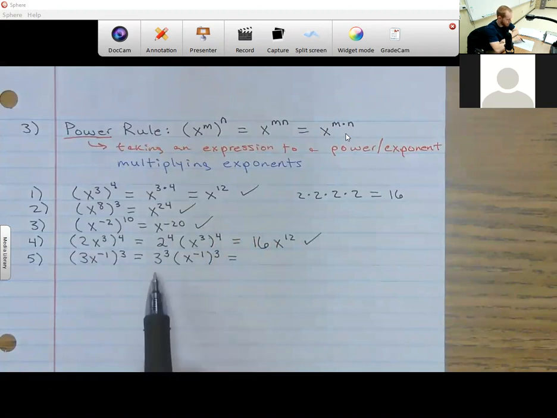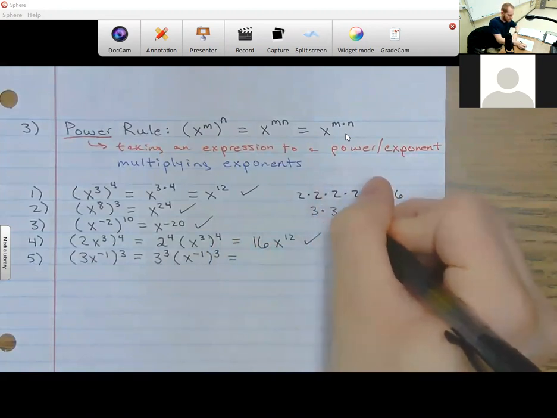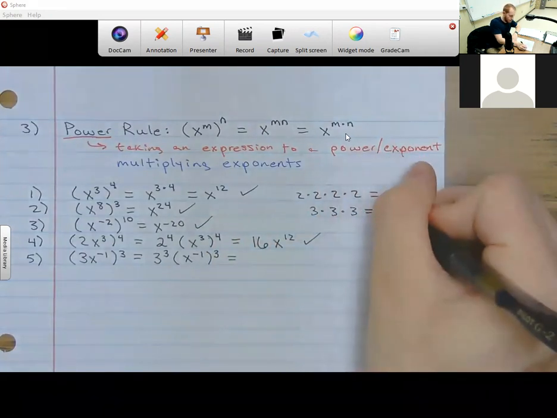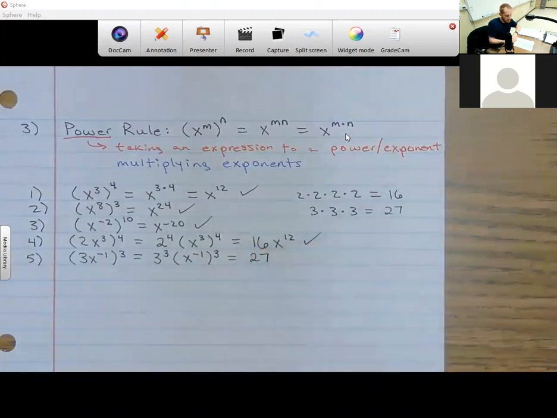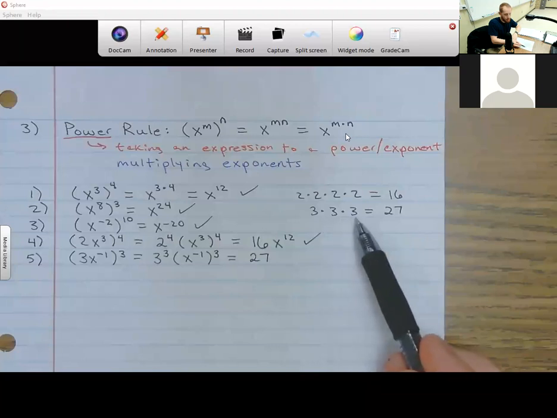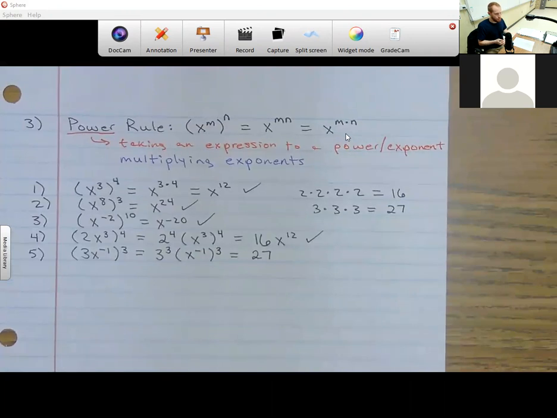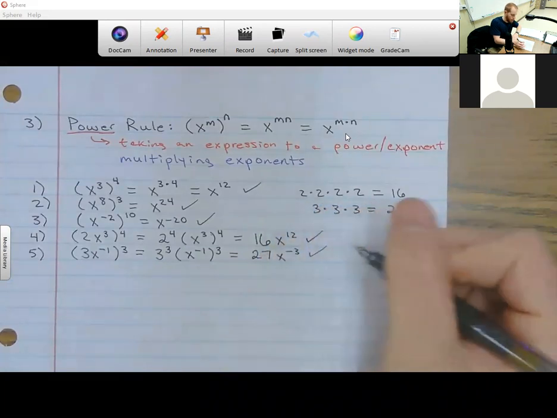So looking at the coefficient, I've got 3 cubed. What would that be? Well, doing it up here, I have 3 times 3 times 3. That's what 3 cubed is. And we know that 3 times 3 times 3 is 27. Because at this point, what you're really doing is 9 times 3. And I think that's pretty obvious. But you are going to have 27 for a coefficient. And when you multiply the exponents together for the x's, you're going to get negative 3. So x to the negative 3 power.